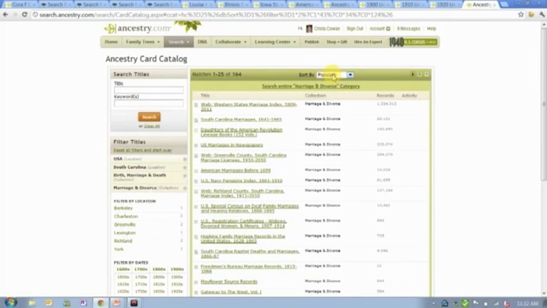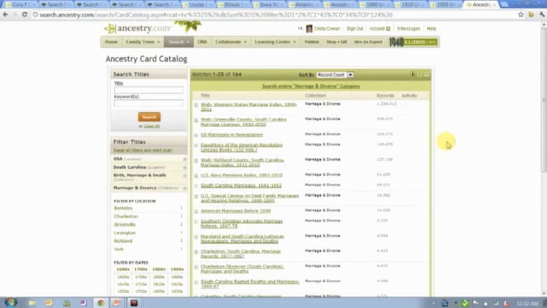This list in the card catalog always sorts by popularity. I think I've shared that with you before. You can sort it by database title. Actually, sometimes I do both just to see what comes up. Sometimes I'll even sort it by record count to see the largest databases at the top. Just play with that a little bit. Get familiar with it to see how that works.